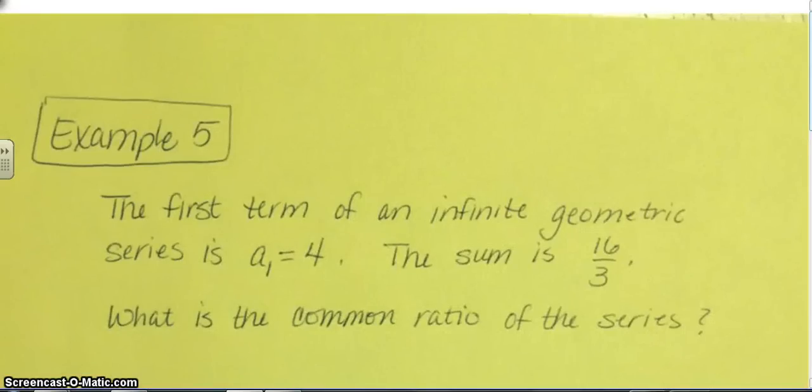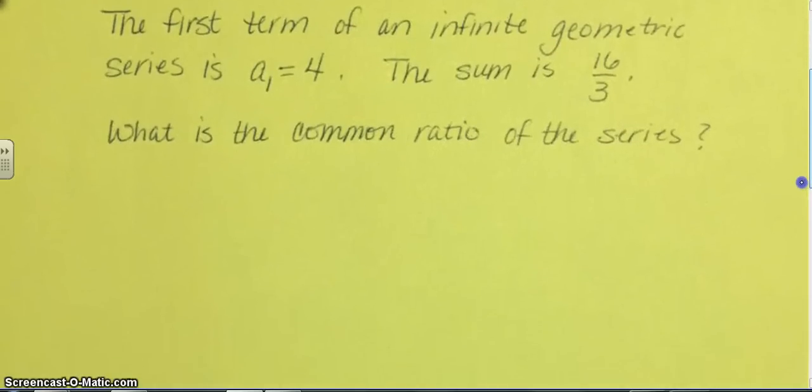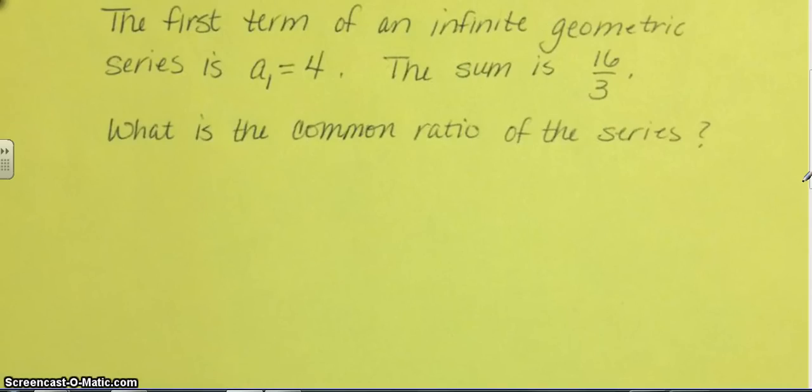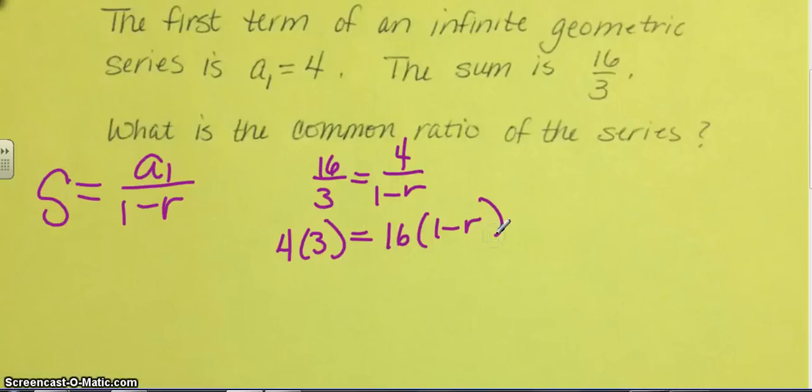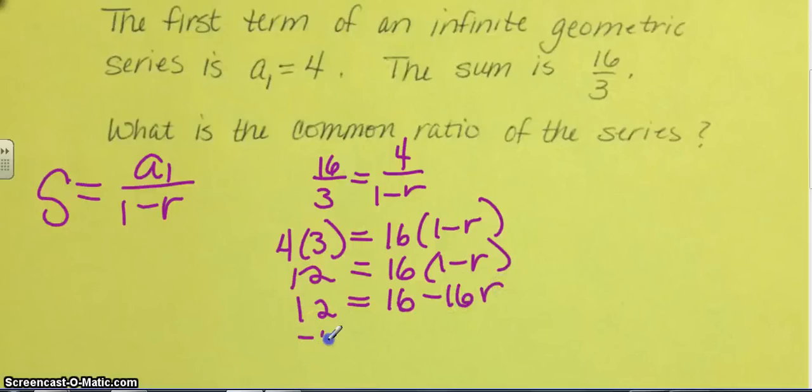The next problem: the first term of an infinite geometric series, a sub 1, is 4, and the sum is 16 over 3. We need to find the common ratio of the series. We still want to go back to the formula, S equals a sub 1 over 1 minus r. So that would mean 16/3, that's my S, is equal to 4 over 1 minus r. So if I just do product of the means equals product of the extremes, I can solve for r pretty quickly. 12 is equal to 16 times 1 minus r. 12 is 16 minus 16r. Subtract 16 from both sides. And I get r is equal to 1/4. And that's what I needed to find.